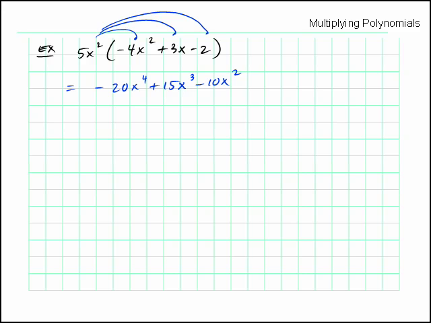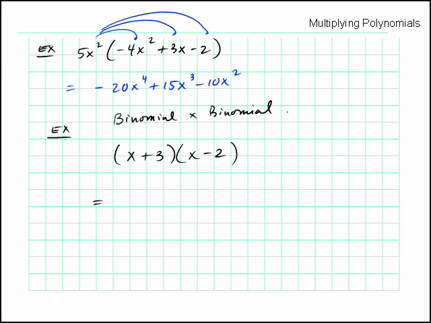Now, let's take a look at a binomial times a binomial. There's a couple different ways of multiplying these together. I'll show you both ways here. Let's say I have x plus 3 and I want to multiply that by x minus 2.